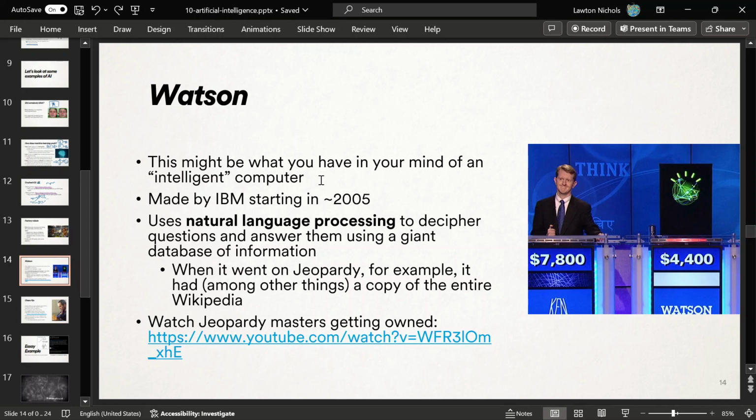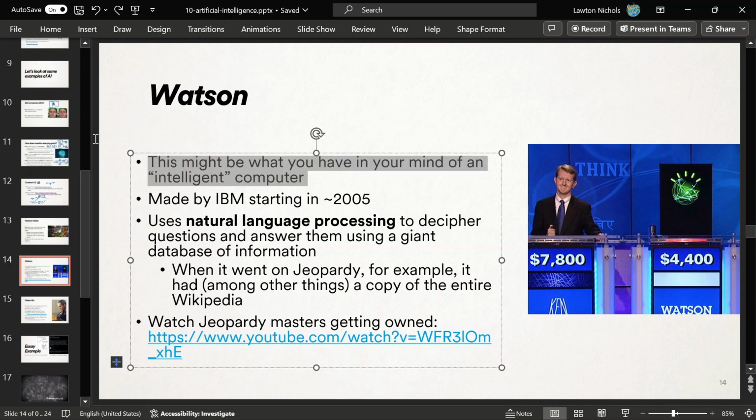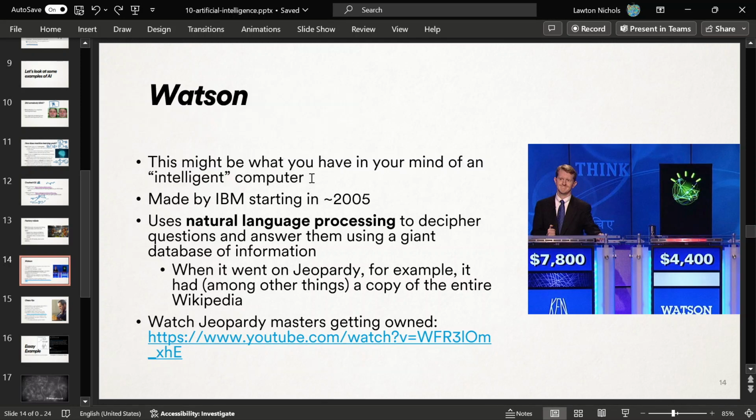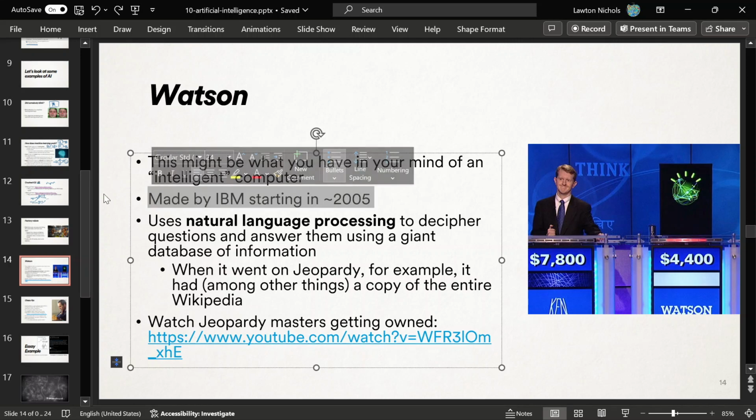And this is what I had in my mind when somebody asks me about what it means for computers to think. It's a great example. Jeopardy is just a game where you could be asked anything potentially, and so a computer has to know potentially everything. Okay, so Watson is a supercomputer. It was made by IBM back in 2005.